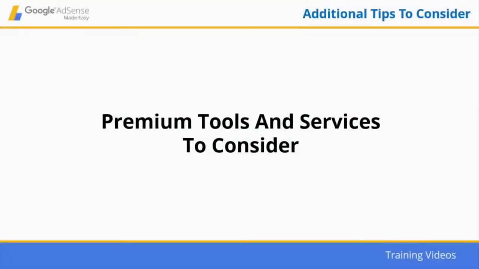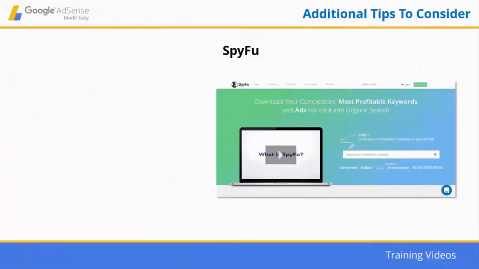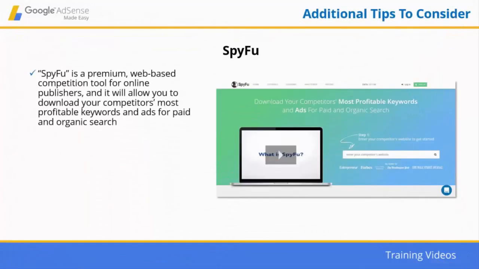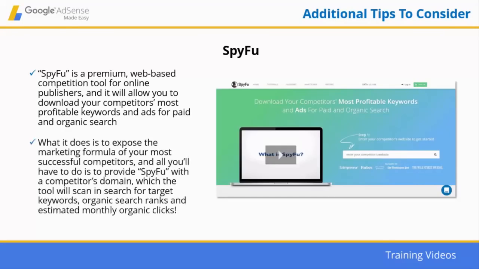Premium tools and services to consider. SpyFu. SpyFu is a premium web-based competition tool for online publishers, and it will allow you to download your competitors' most profitable keywords and ads for paid and organic search. What it does is to expose the marketing formula of your most successful competitors, and all you'll have to do is to provide SpyFu with a competitor's domain, which the tool will scan and search for target keywords, organic search ranks, and estimated monthly organic clicks.